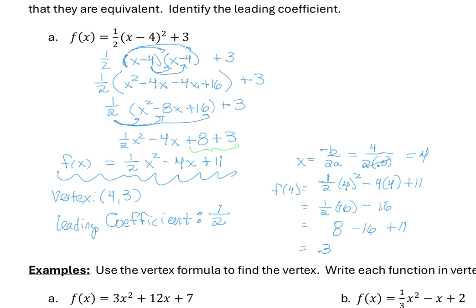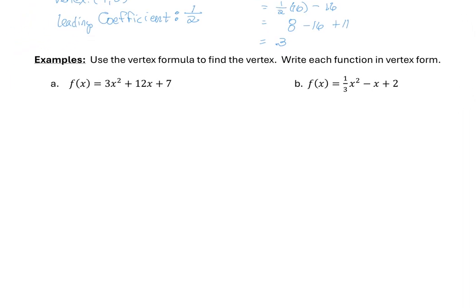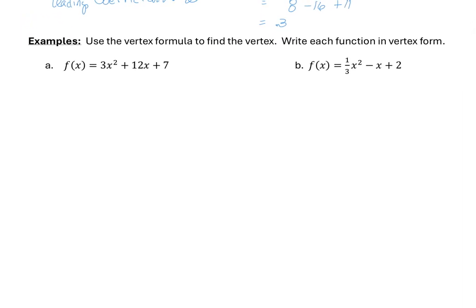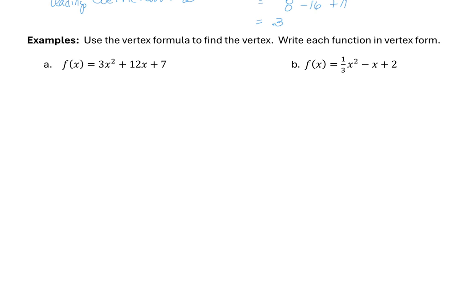All right, so that is going from vertex form to standard form. The next examples that we're going to look at, we are going to start out in standard form, and we want to go backwards. We want to rewrite it in vertex form. For our next examples, we want to go the other direction.